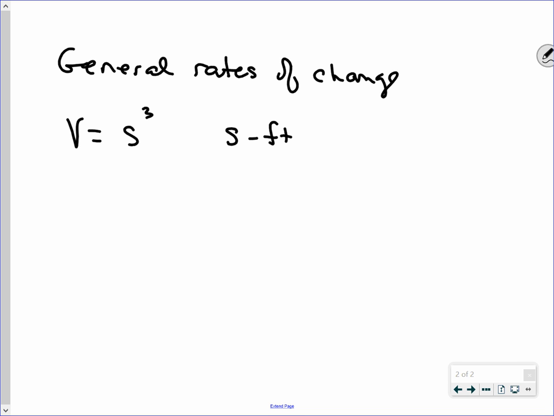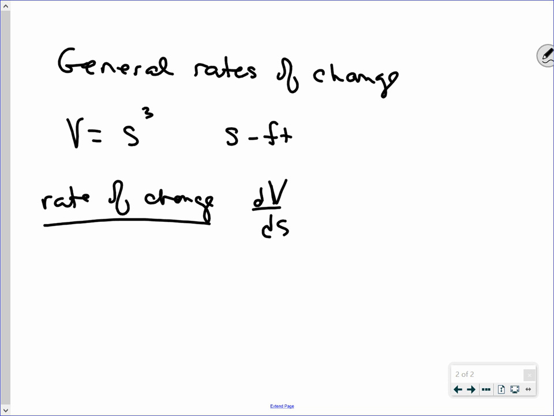When we start asking about rates of change, they're going to get a little bit more complex. If I just say, what's the rate of change? And that's all it says, nothing else, then it means dV/dS. It means whatever the two variables are that are there. So that would just be 3s squared. Okay, that's all it says.